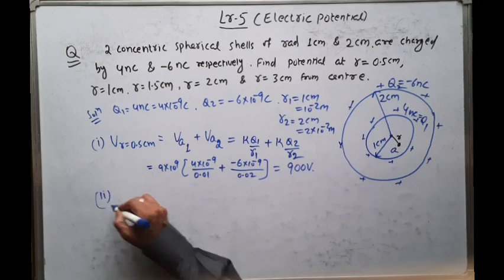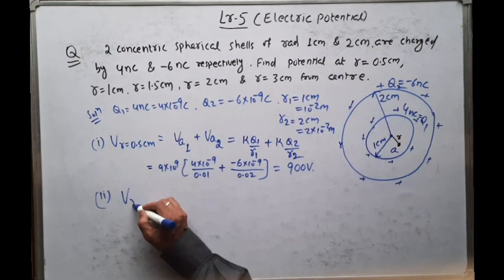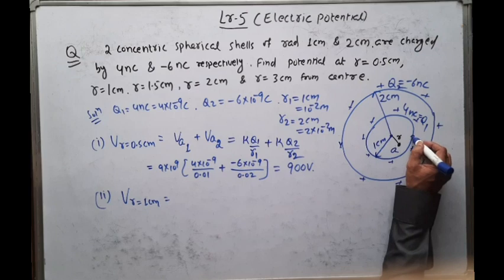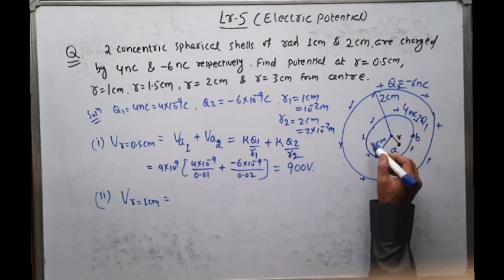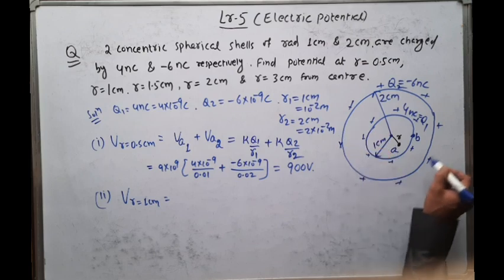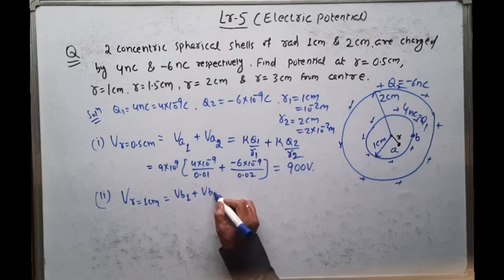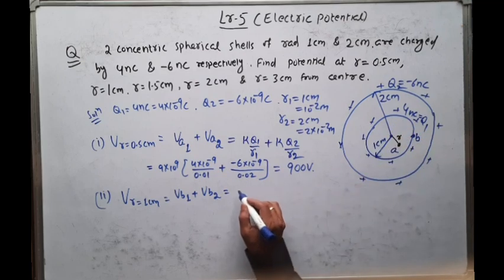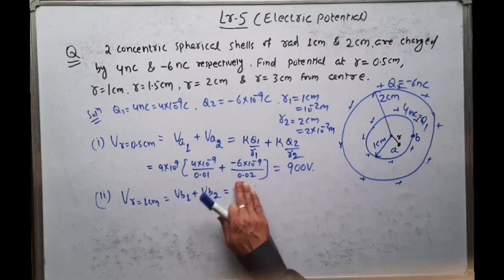Come to the second bit. The potential at R equal to 1 centimeter. R equal to 1 centimeter means this is the point B. This point B is on the surface of the internal sphere, and it is an internal point for the outer sphere. So we can say the potential at B due to the first sphere plus the potential at B due to the second sphere. Since the point is lying on the surface of the internal sphere, it is K Q1 by, so I am directly writing the formula.